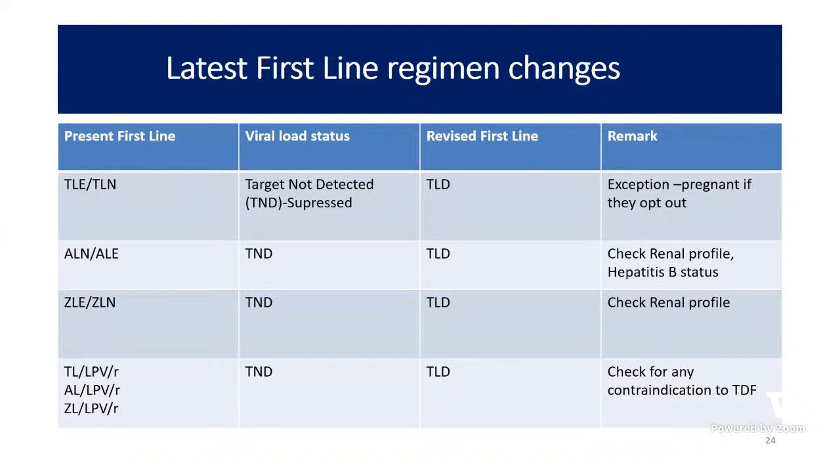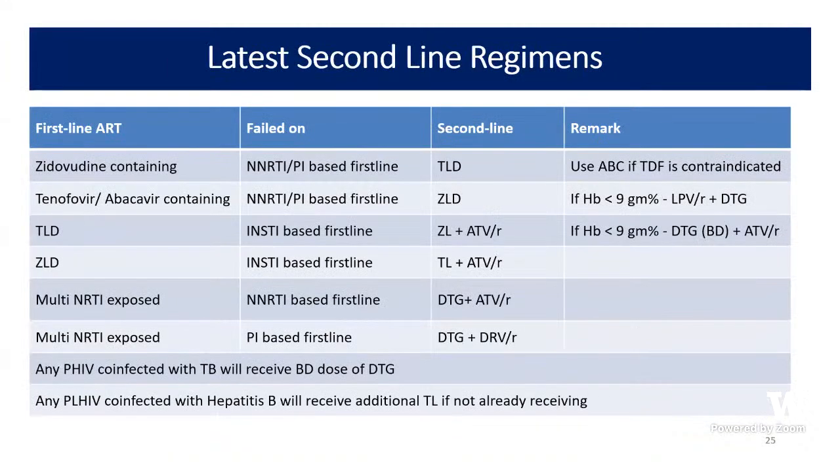And if a PLHIV is on first line with LPVR, that is an alternate first line, that PLHIV will also be shifted to the TLD regimen. We have to check for any contraindication to tenofovir, if there is any. But the only criterion is that they will do at least one viral load, which will show that the patient is virally suppressed.